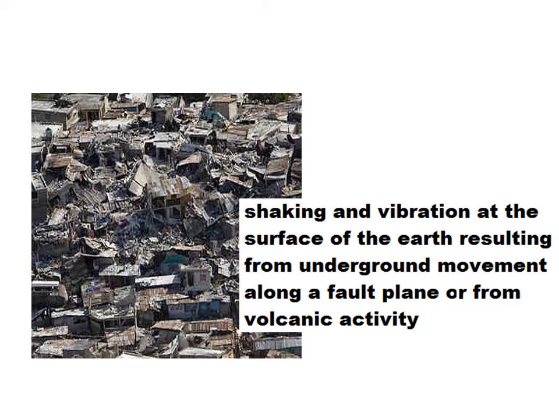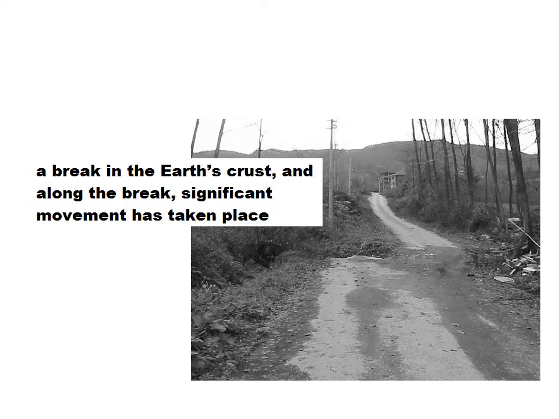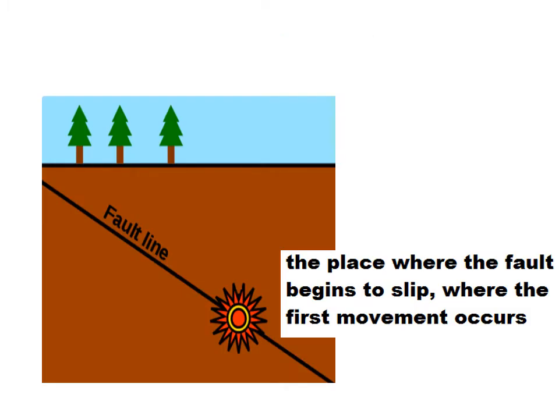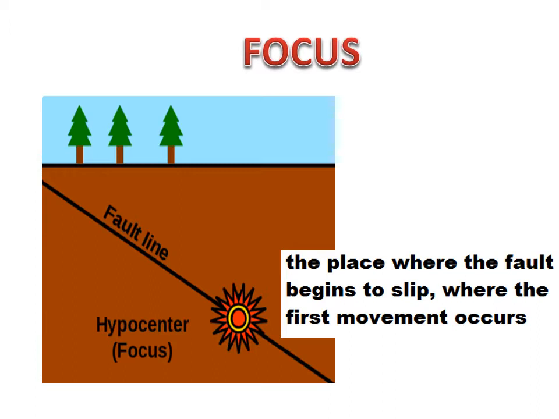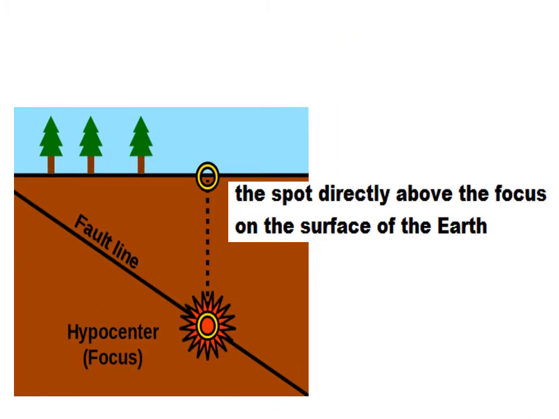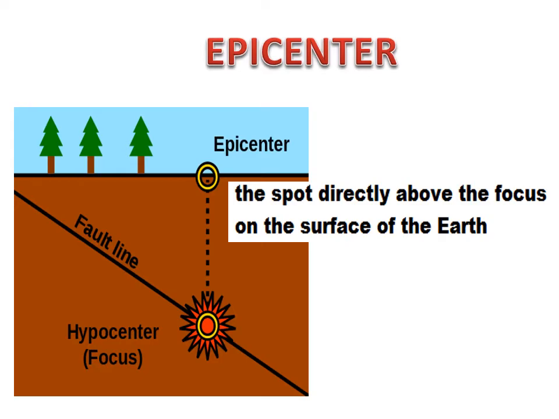from volcanic activity is known as earthquake. We also have a break in the earth's crust, and along the break, significant movement has taken place. This is known as fault. The place where the fault begins to slip, where the first movement occurs, is known as the focus. Focus is also known as the hypocenter. The spot directly above the focus on the surface of the earth is known as the epicenter.